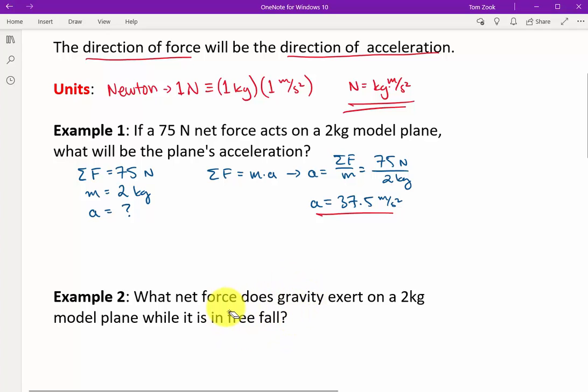Well, that's kind of weird. Sufficient implies enough, and negligible is nothing. So let's say that the air resistance is negligible on that model plane. It's in free fall. It has an acceleration. What's the net force acting on it? Let's go ahead and calculate that out, because that's going to be important for our next little video. So the net force is our question mark in this case. The mass is 2 kilograms.